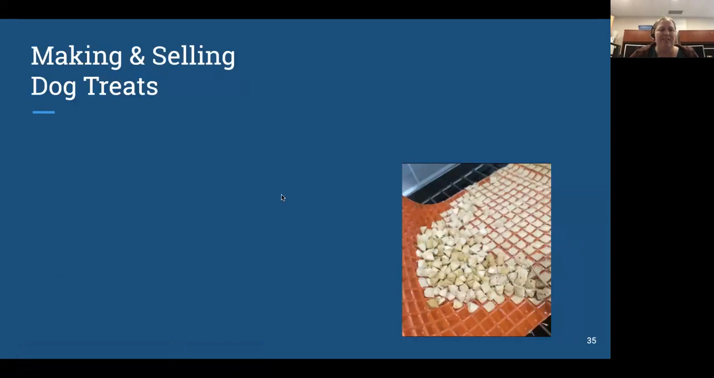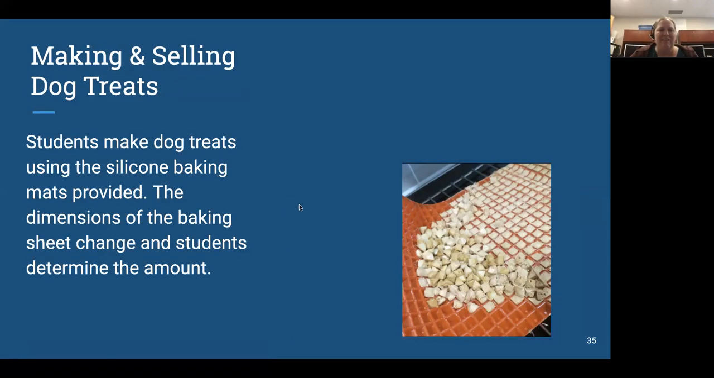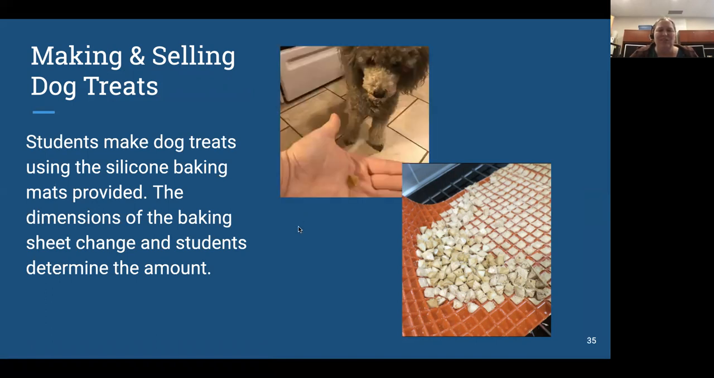Another one, this is the one that I've done myself, is making and selling dog treats. So there's a bunch of pictures here, but these little rubber silicone mats are often used to create these tiny little training size dog treats. And here's a picture of one of my dogs and the treat.